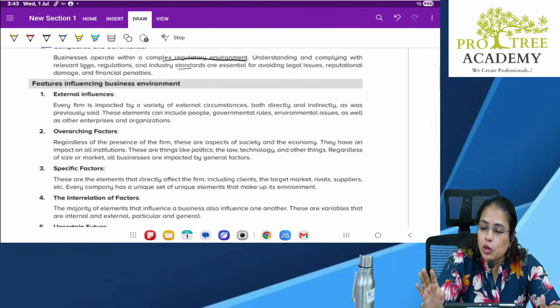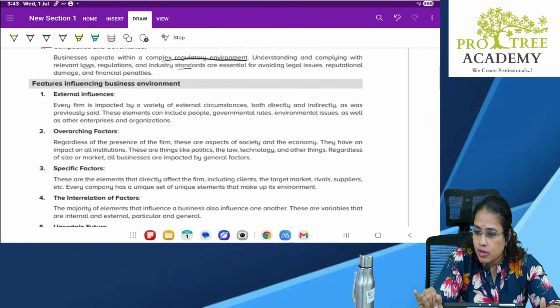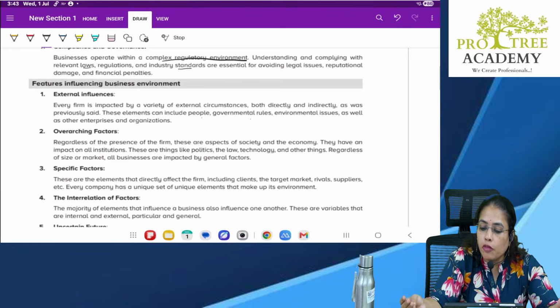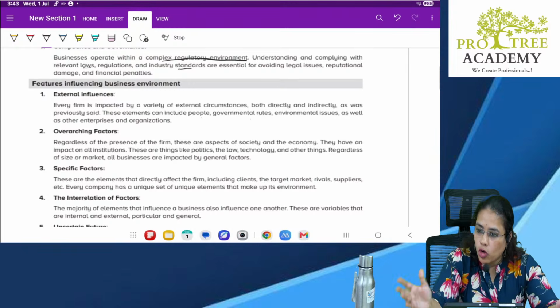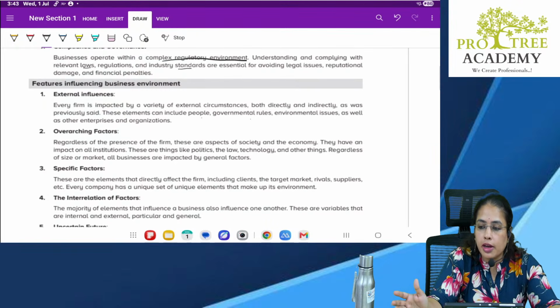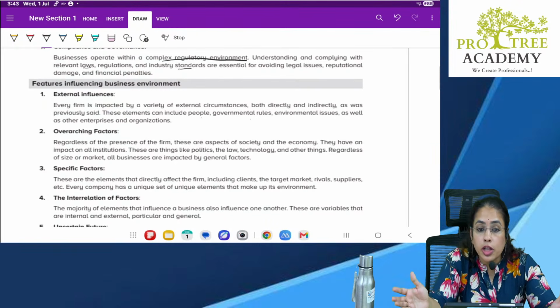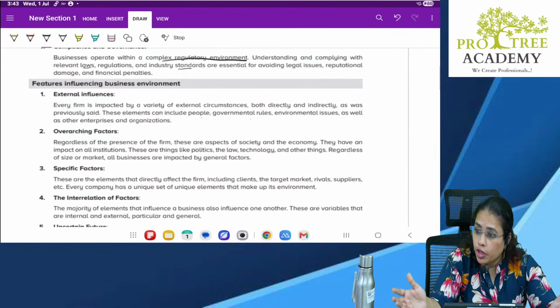These elements include what all? People first, customers or people, whoever they are. Government rules: what are the government rules about it? Is the government promoting it, or does the government not want it? Then environmental issues, whether it is environment friendly, sustainable or not sustainable, as well as other enterprises and organizations: who are the competitors, what they are bringing new, what all is going on. All these things will be taken into consideration.